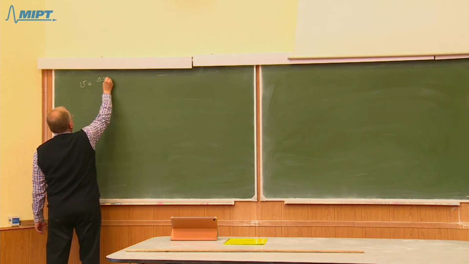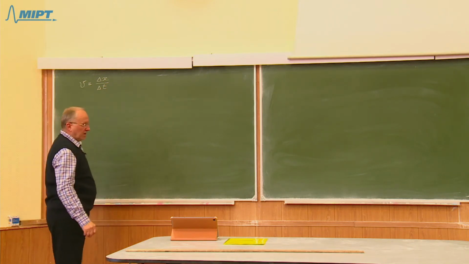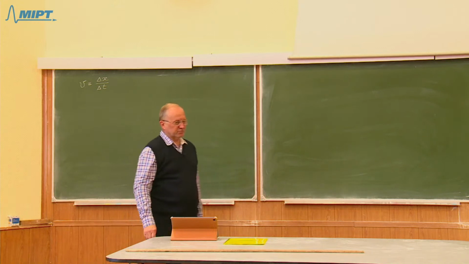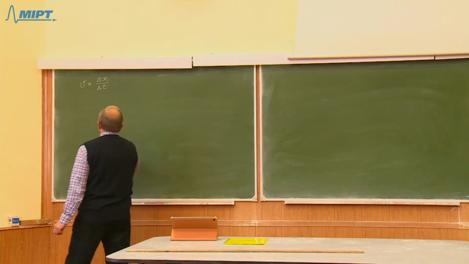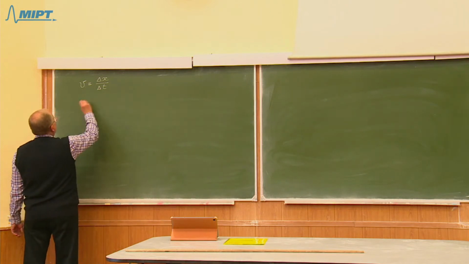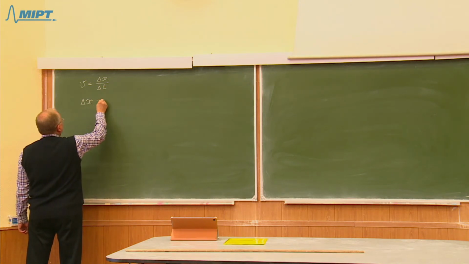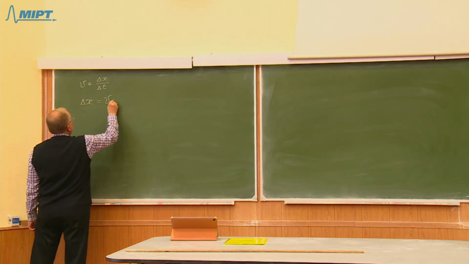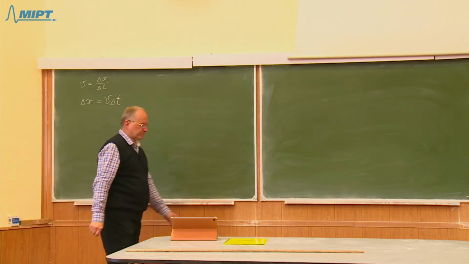So you remember that the velocity, or a speed if it's not a vector, is defined as the displacement of a material point divided by the time interval during which this displacement took place. From this formula, it's obvious that the displacement traveled by a body equals velocity times time interval.